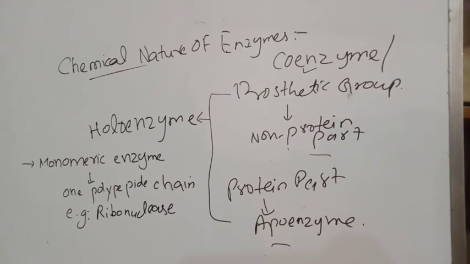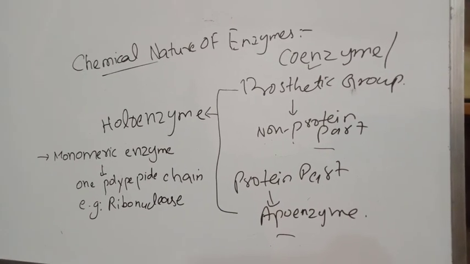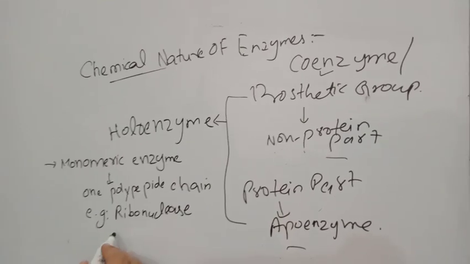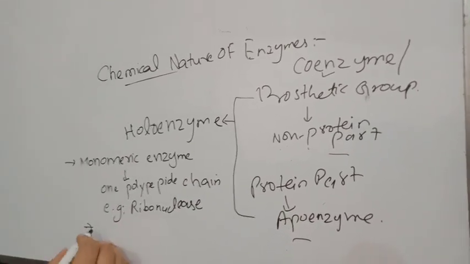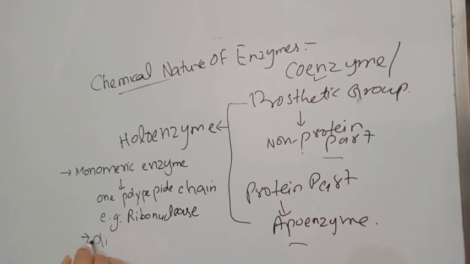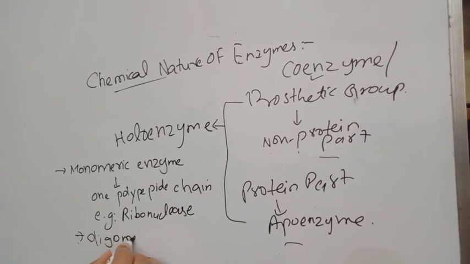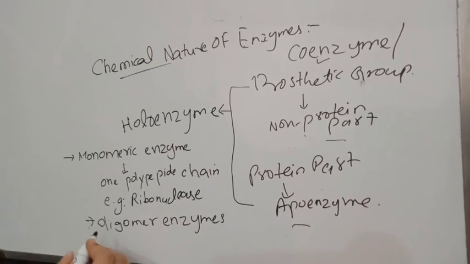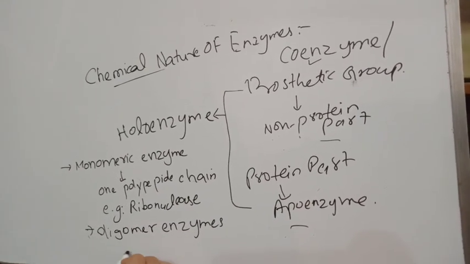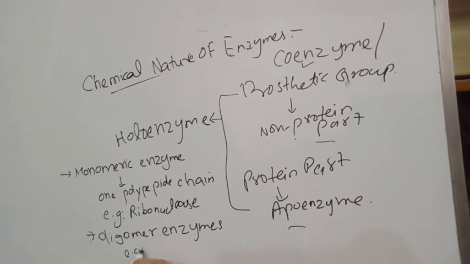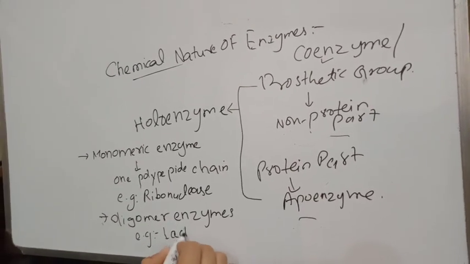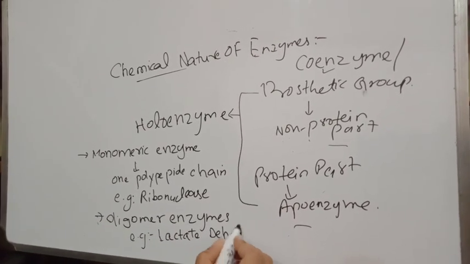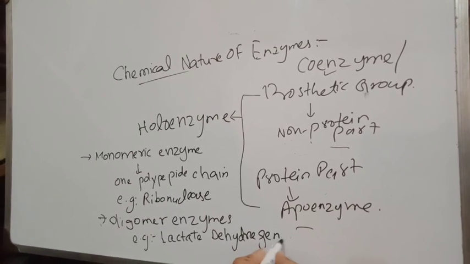Several other enzymes possess more than one polypeptide chain and are also called oligomeric enzymes. And the example of oligomeric enzymes is lactate dehydrogenase.